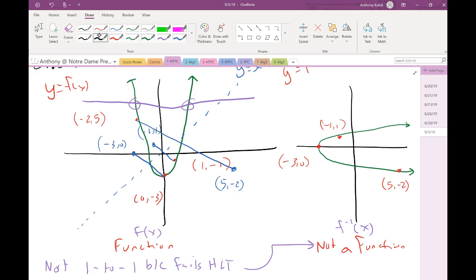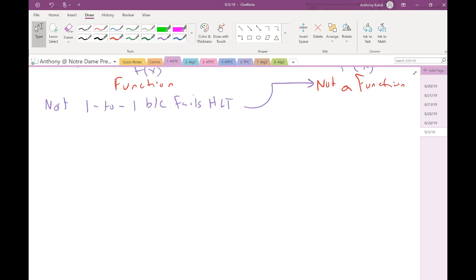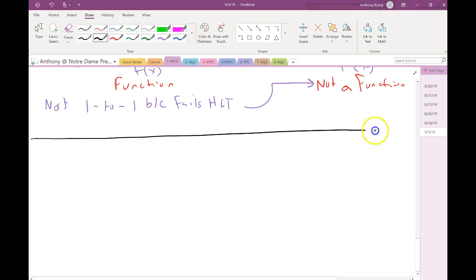Okay. Does everybody feel reasonably okay about these finding the inverse from a graph situations? Okay. What if we instead want to find the inverse from an equation, a function written as an equation? So suppose this is our function and we want to find f inverse.